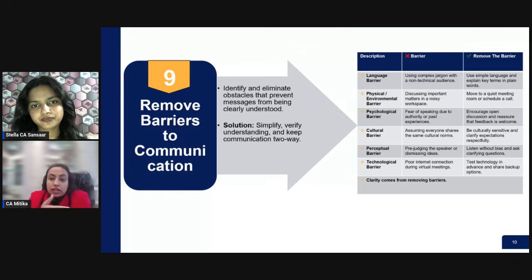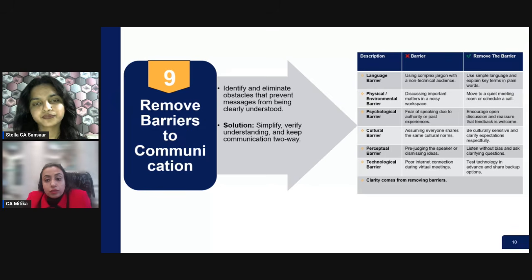Now, talking about the psychological barrier, few people have fear of speaking to authority, or because of past experiences. So always encourage open discussions and reassure that feedback is welcome. This is more of our coffee chats, the open houses, the lunch meetups. Why are corporates more into this nowadays? Just to remove these psychological barriers.